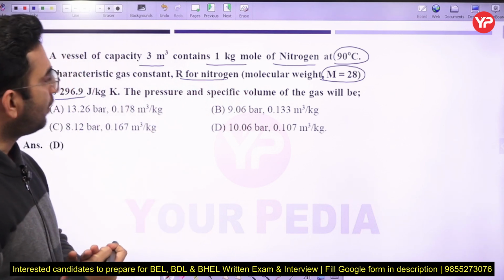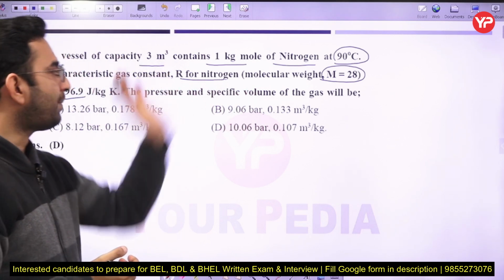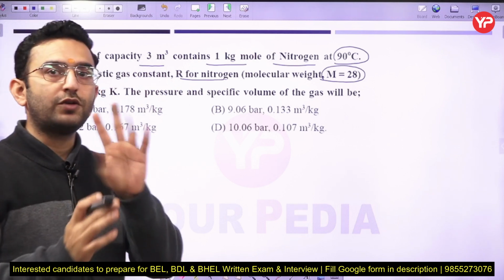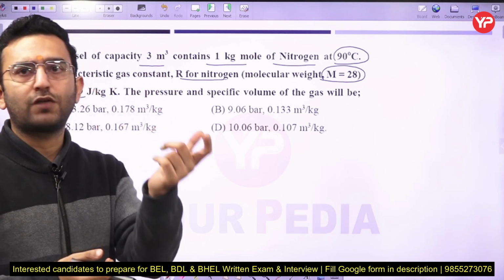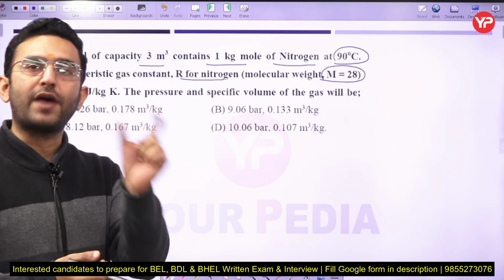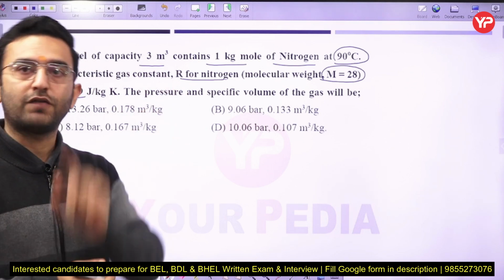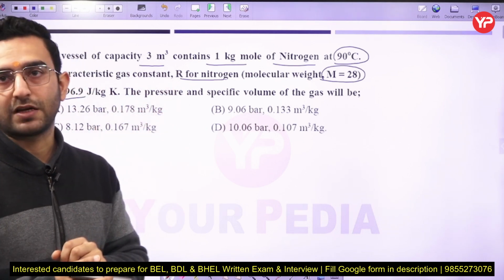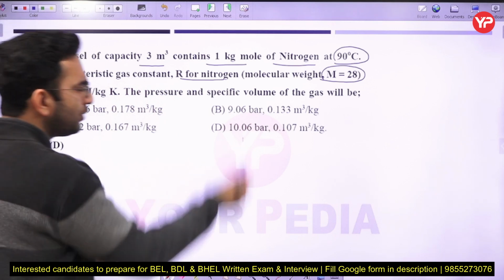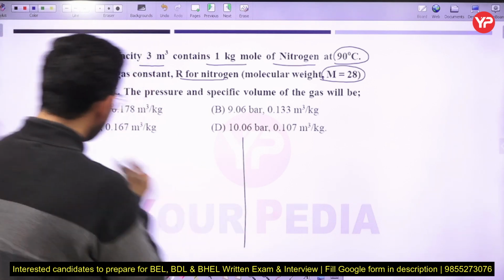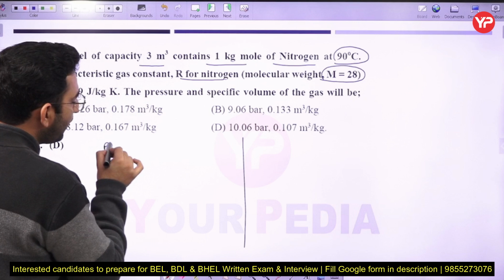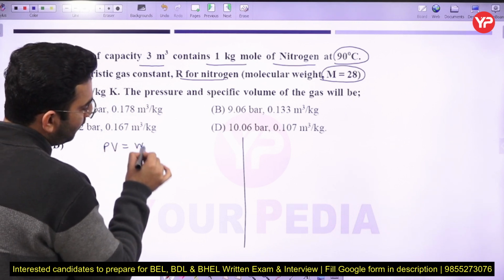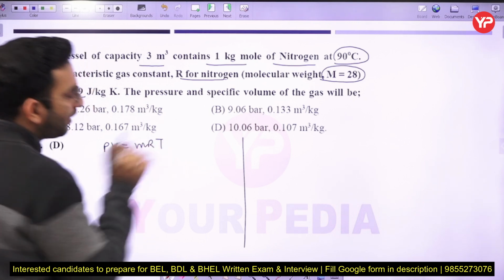So now just see, you want to find out the value of the pressure and specific volume. Here you can use two equations. Either you can use PV equal to mRT, or you can use PV equal to N R bar T. One relation is in the form of the characteristic gas constant, and the other is in the form of the universal gas constant. You can use any one formula, it's all up to you. Here I am using the PV equal to mRT relation.